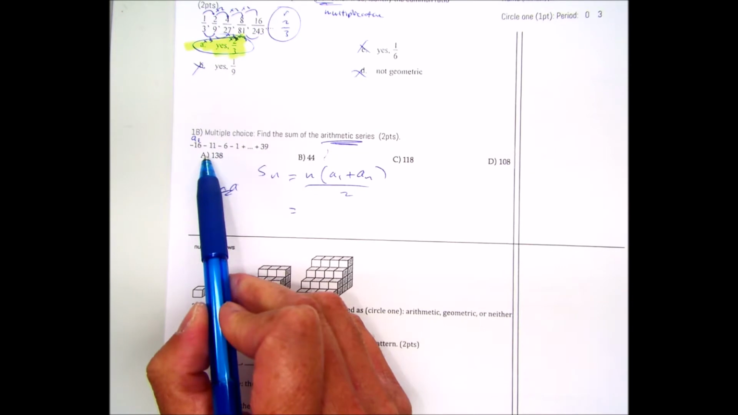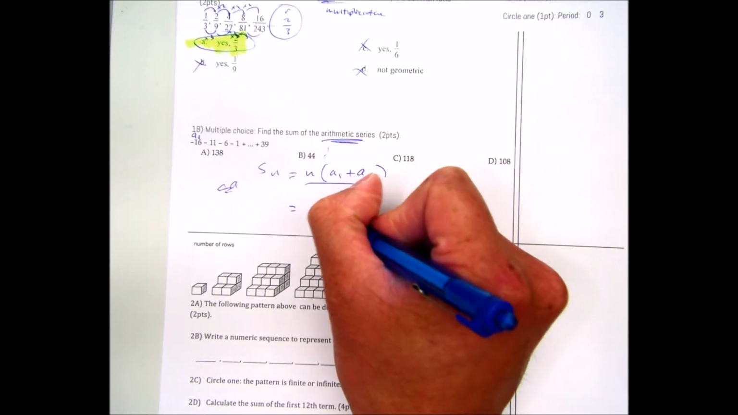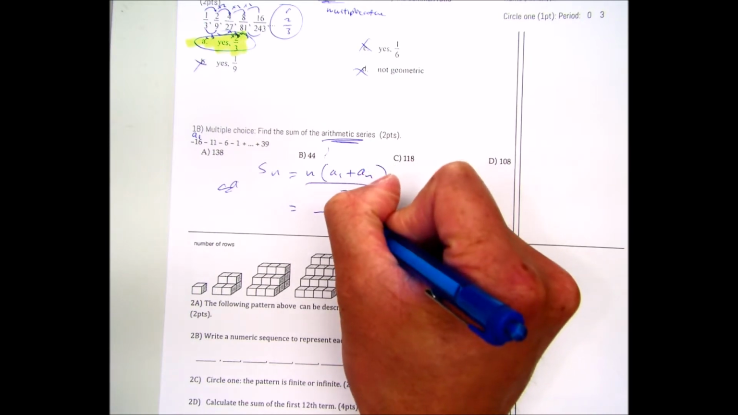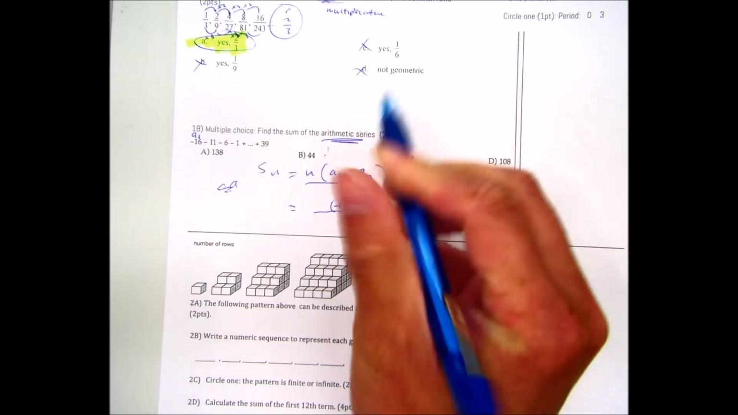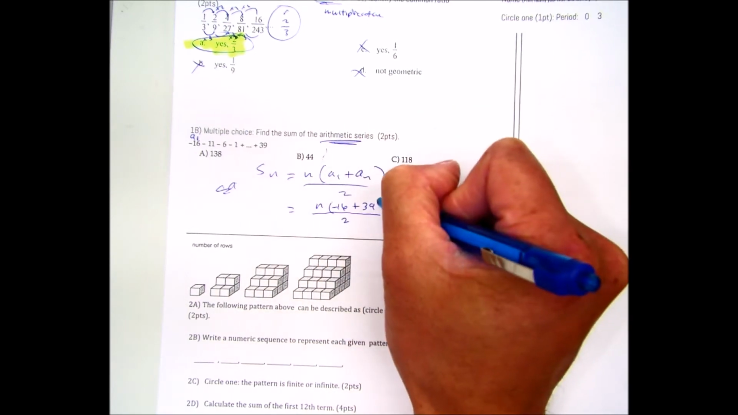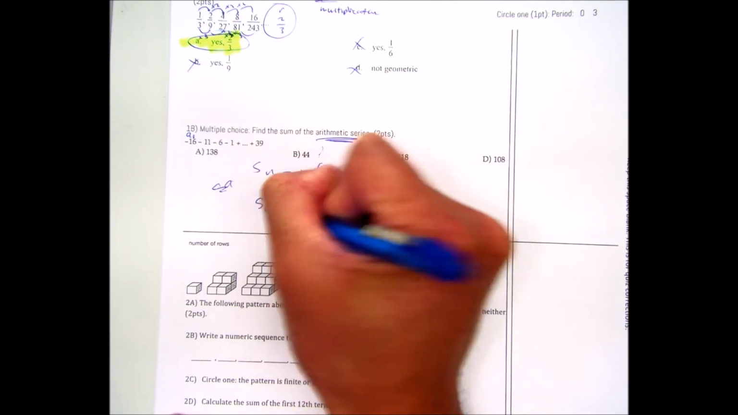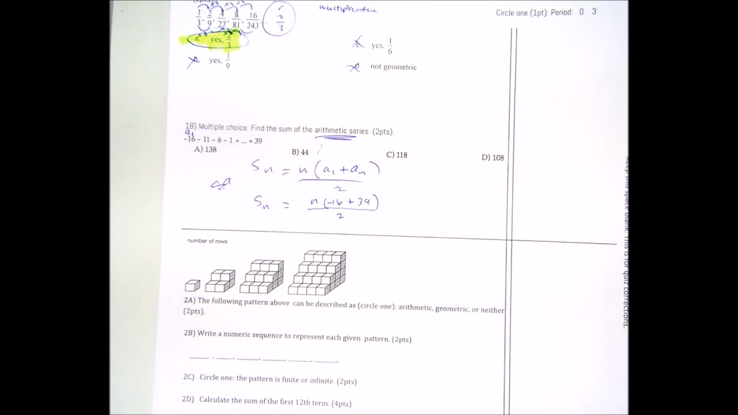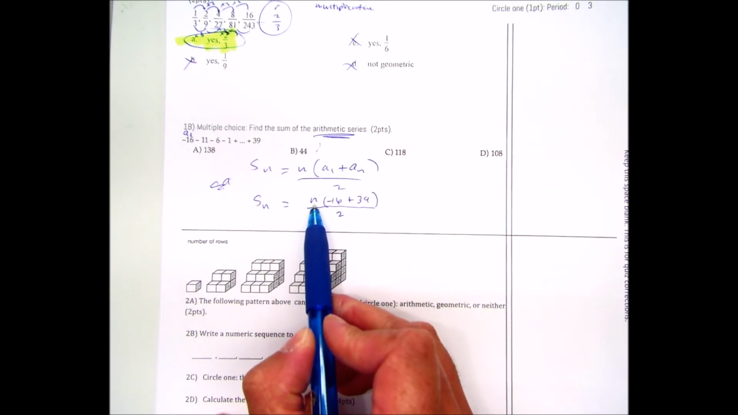Now you could count all the way to the 39th term. But here, let's do this. I have the first term, so negative 16. I have the last one, 39. And I have a 2 here. And I have an n. So the sum of our series. So I have this amount of information, so I'm missing an n value, so I can figure that out.